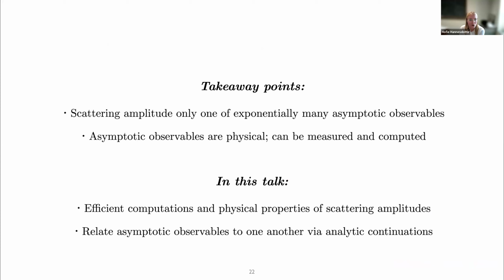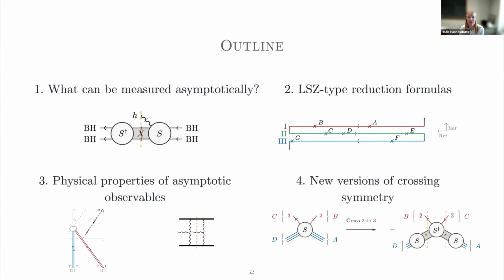Okay, so this is the last slide on this part. The takeaway points in this case are that scattering amplitudes are only one of exponentially many asymptotic observables, and that asymptotic observables are physical and they're already being computed and could be measured as well. And in this talk, as we mentioned a little bit, we'll talk about efficient computations and physical properties of scattering amplitudes and observables, and then we'll relate asymptotic observables to one another via analytic continuations. So let me bring the outline slide back. Now we've talked about the different asymptotic observables that we can build from our axioms. And now we're going to start talking about LSZ type reduction formulas, which provide an efficient way of computing them. So unless there are more questions, which I wanted to stop for.